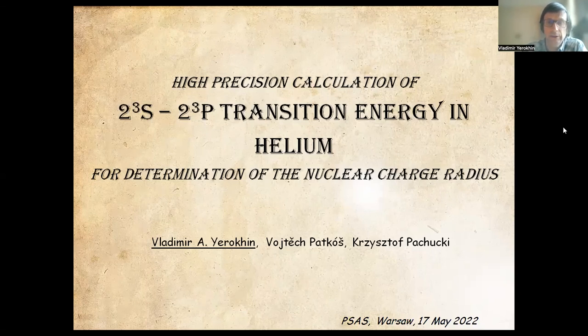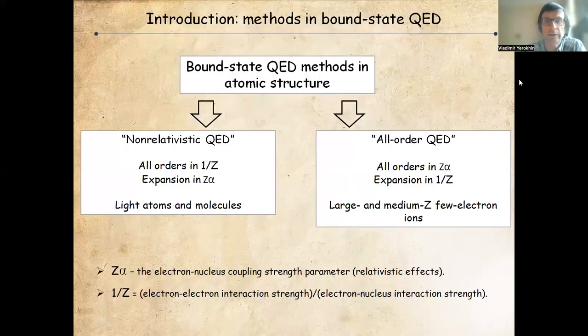I would like to start with a short introduction, in which I would like to point out that there are just two different methods today for systematically describing QED effects in atomic structure. These two methods are different by the way they construct the perturbation theory. We have two parameters in the theory relevant in this context. One of them is the parameter Z alpha.